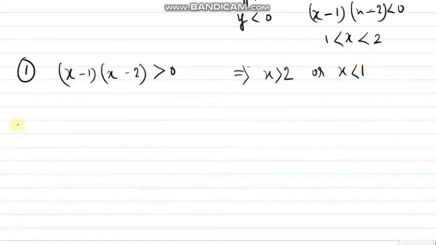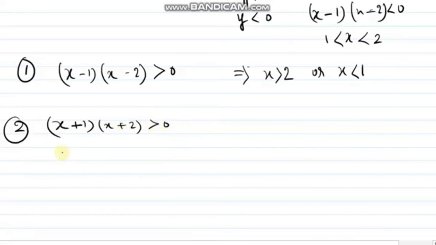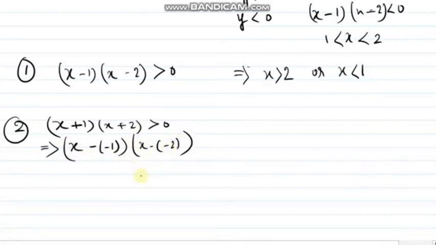Second case, if (x plus 1) into (x plus 2) is greater than 0. I will transform the equation. The equation has to be in this format, (x minus a) into (x minus b). So I will transform the equation in this manner. So we are getting two values as minus 1 and minus 2. Which one is greater? Minus 1, right? So as minus 1 is greater, x is greater than the larger number or x is less than the smaller number.